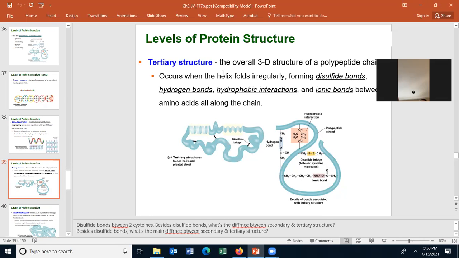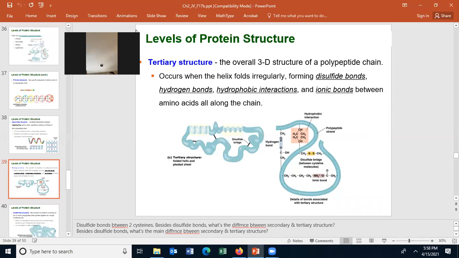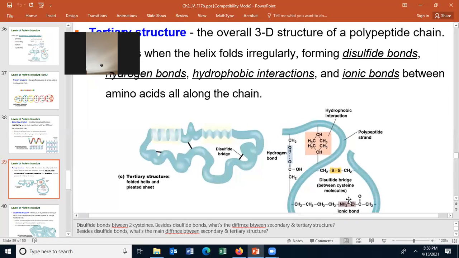Another difference of the tertiary structure is that disulfide bonds can form between 2 sulfhydryl groups that happen in the amino acid cysteine. Cysteine has a sulfhydryl group on it, and this is another cysteine. Well, the hydrogen can come off of the sulfhydryl group, and then the sulfur can bind to that sulfhydryl group, causing a disulfide bridge. And that is a covalent link between this cysteine and this cysteine. That is a really strong bond.